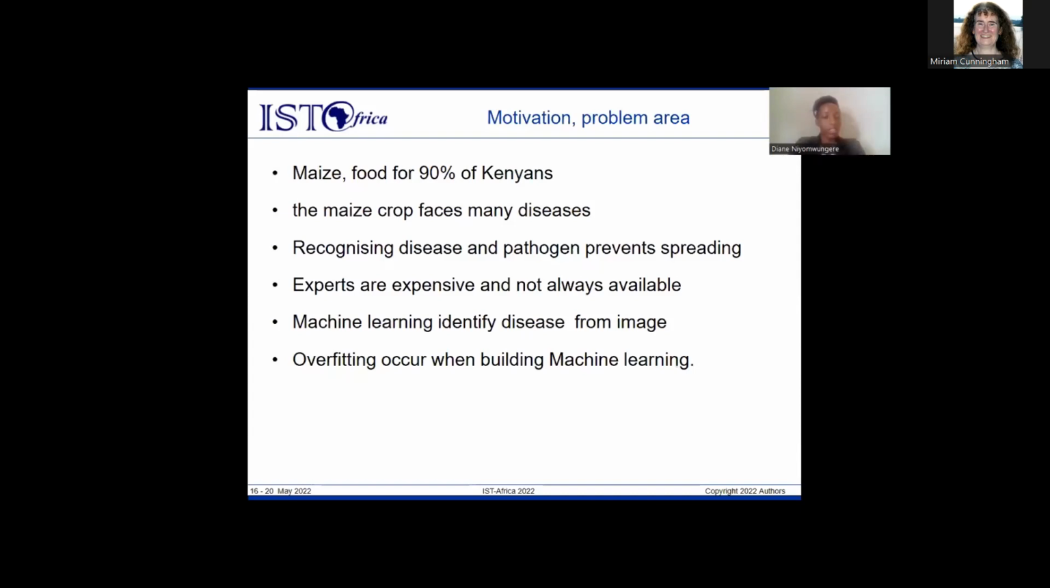But when building a machine learning model, overfitting may occur. Overfitting means that the model cannot generalize well on previously unseen data. For example, when I provide a new image to a model which represents a virus, the model can recognize it as fungus.